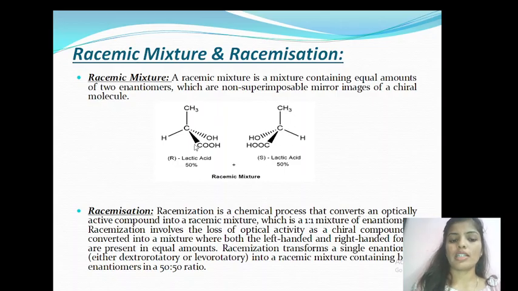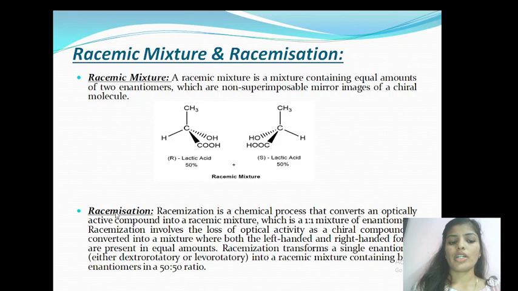What happens in the resulting case? This is rotating the plane polarized light in the clockwise direction, and this is rotating the plane polarized light in the anti-clockwise direction. We are taking 50% of this and 50% of this. So 50%, 50%, both cancel each other out, and the mixture does not have the ability to rotate the plane polarized light. Hence, this racemic mixture becomes optically inactive.